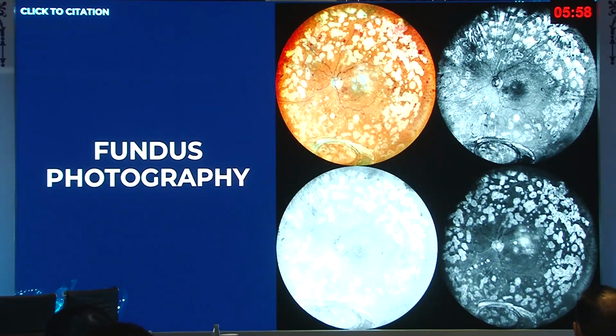So there are other options also. You have the color image, then you have the red free, then the green free, then the blue free images. So this is a patient with a dislocated lens, and you can see it contrasts a little better with this black and white red free image which you get.